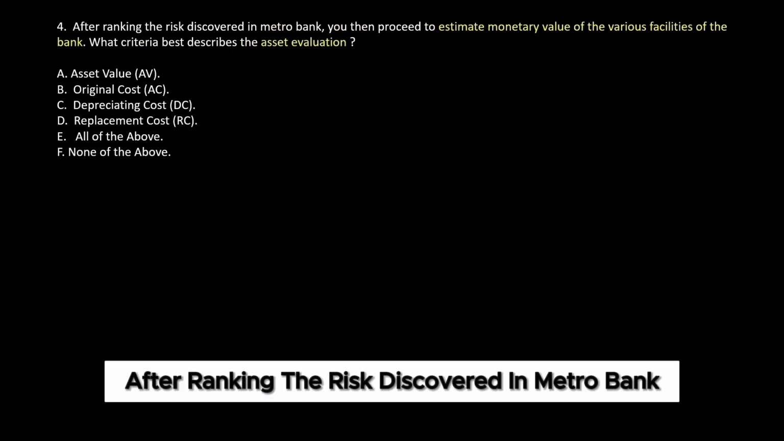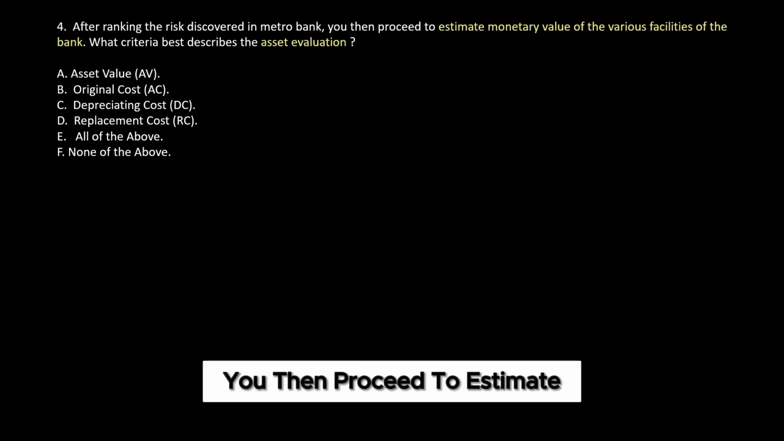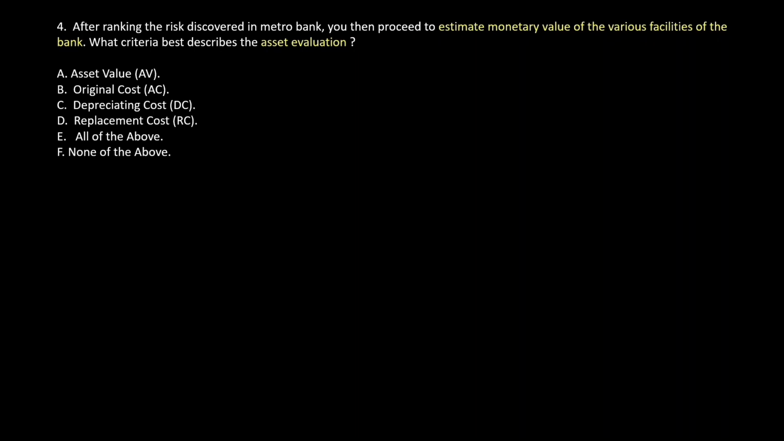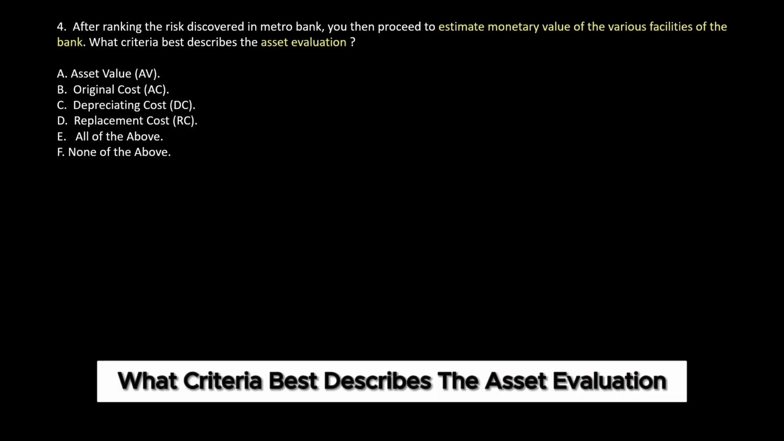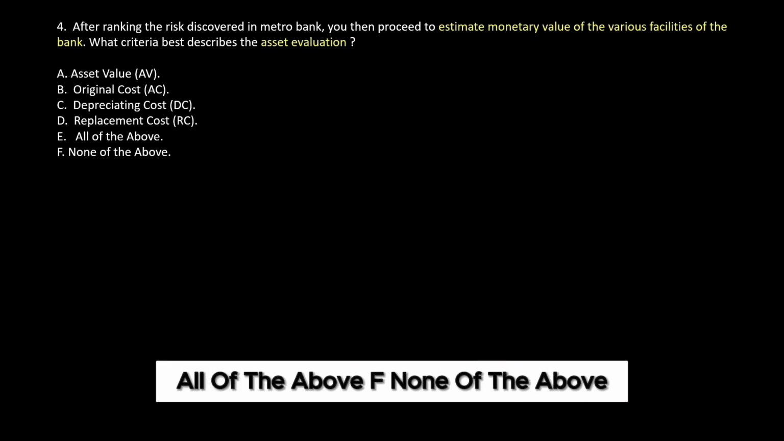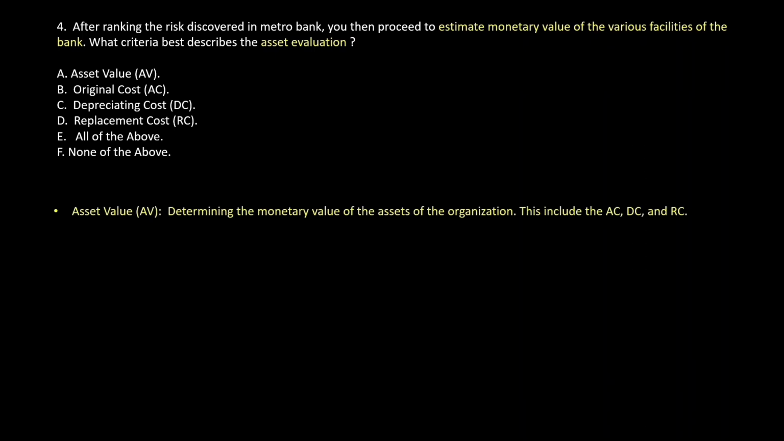After ranking the risk discovered in Metro Bank, you then proceed to estimate monetary value of the various facilities of the bank. What criteria best describes the asset evaluation? A. Asset value. B. Original cost. C. Depreciating cost. D. Replacement cost. E. All of the above. F. None of the above.